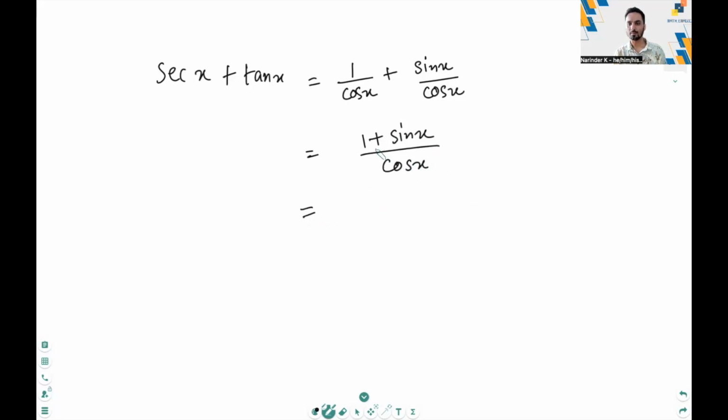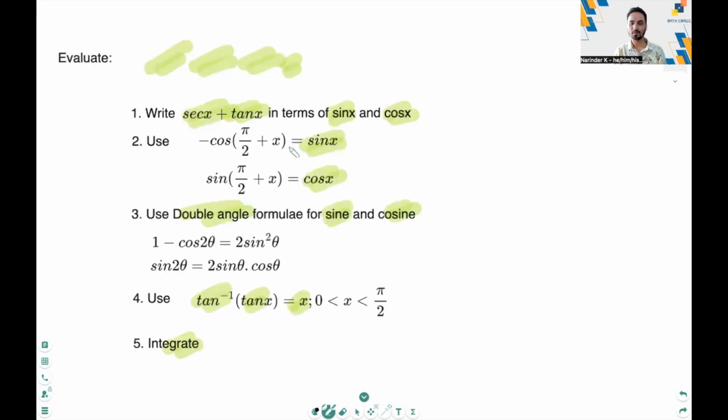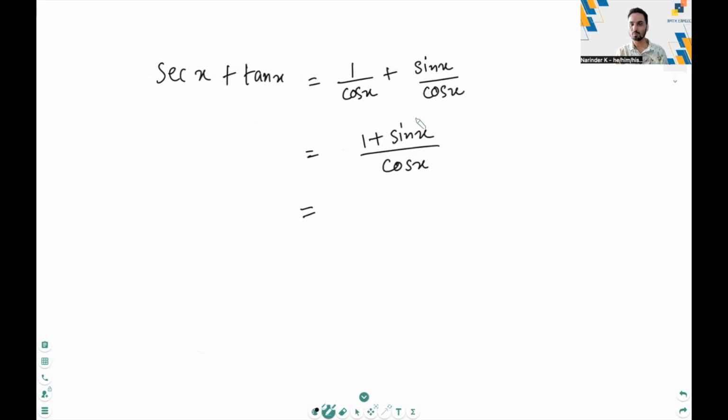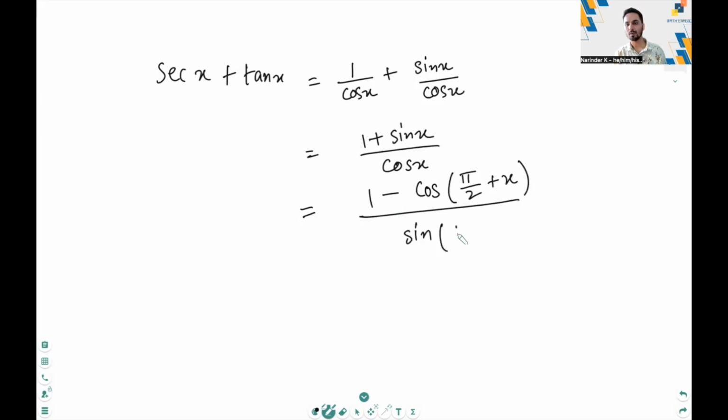Now, using the second step, we can write sine x as minus of cos pi by 2 plus x and cos x as sine of pi by 2 plus x. Therefore, this expression will become 1 minus cos pi over 2 plus x divided by sine pi over 2 plus x. The reason behind this is that we want to convert the given expression in the form of tan inverse of tan of something. So in order to get sec x plus tan x in the form of tan, we are converting 1 plus sine x in the form of 1 minus cos x, so that we can use the formula of 1 minus cos 2 theta.